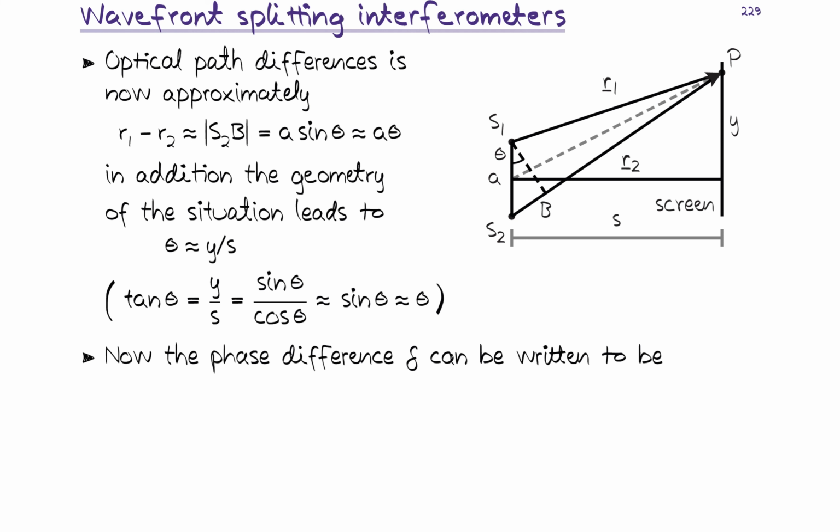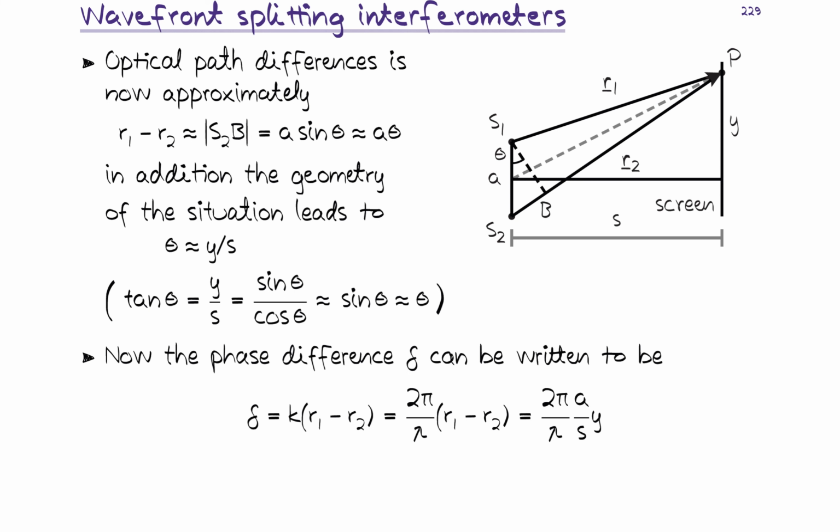So the phase difference, delta, we can now simply calculate. Delta is the magnitude of the wave vector k times the difference between R1 and R2. So this is how much phase is changed during propagation of light. And k, of course, is 2 pi divided by lambda, so we are implicitly assuming that we are in air. Then we have the phase difference arising from the difference between R1 and R2, and we have just calculated what that is. So it's A divided by S times Y.